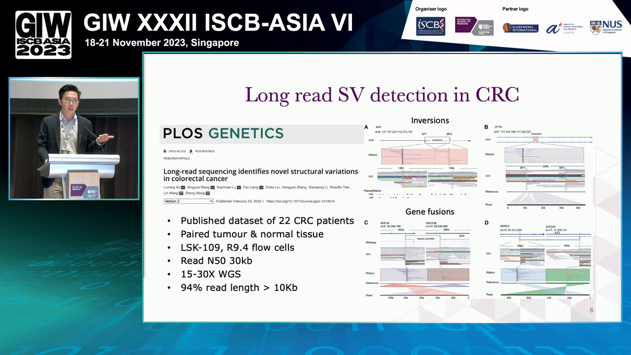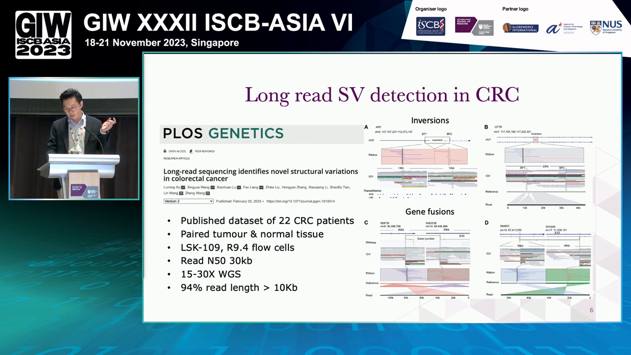But what is really interesting is that there are public data sets out there already that we can use to test our tools and different methodologies. This is a really nice study from a group in China, which generated a data set of 22 colorectal cancer samples with paired normal sequencing, using the older R9 chemistry with relatively good metrics. It has a read length N50 of about 30 kb, and the authors showed that you can look for variants, especially structural variants, in very important genes in colorectal cancer.